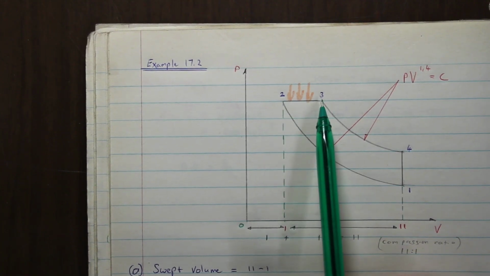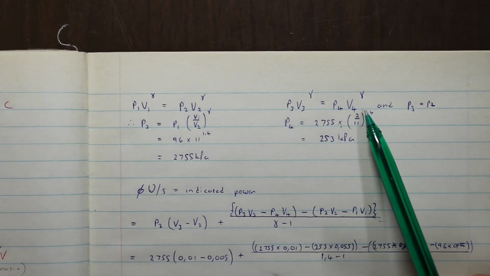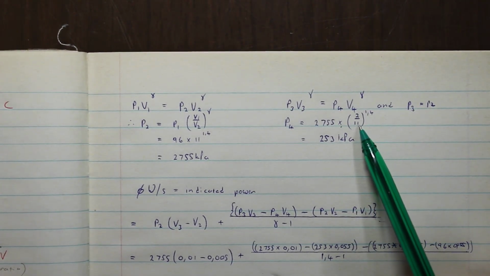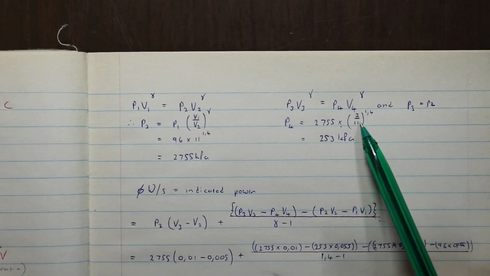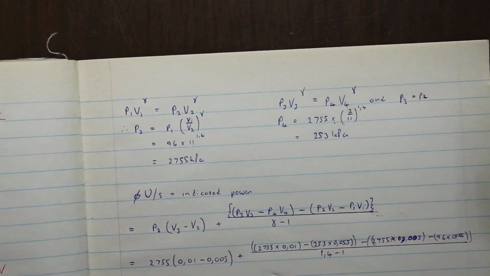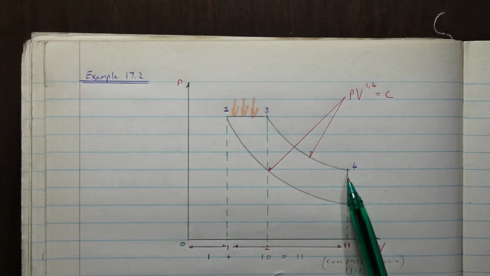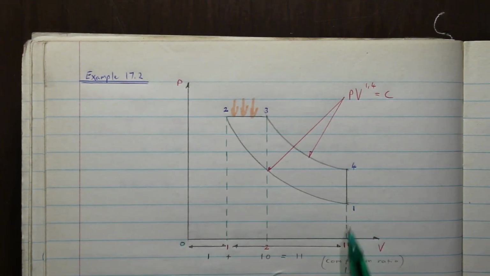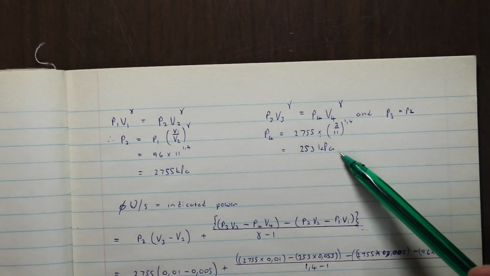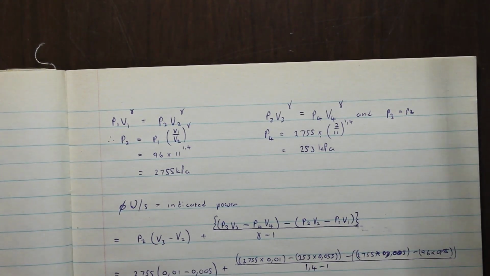Remember 10% of heat addition. So that's 2 volumes. So now you have to have V3 over V4. So that's 2 over 11. And remember V4, we know what that is because it's the same volume as V1. So that's 11. And then we can get what P4 is. Okay, so that's very easy to do.